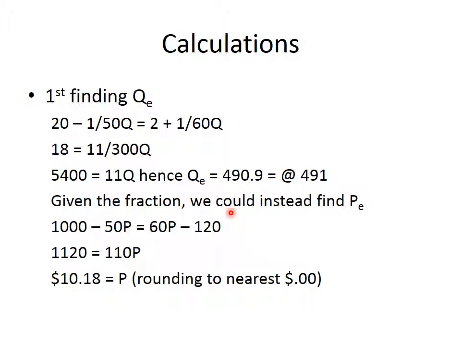Now, given the fraction, instead we could use the price at equilibrium. 1,000 minus 50p equals 60p minus 120. 1120 equals 110p. Divide both sides by 110. You end up with the price being 10.18. Almost always, when we deal with a price, we'll round it to the nearest penny.